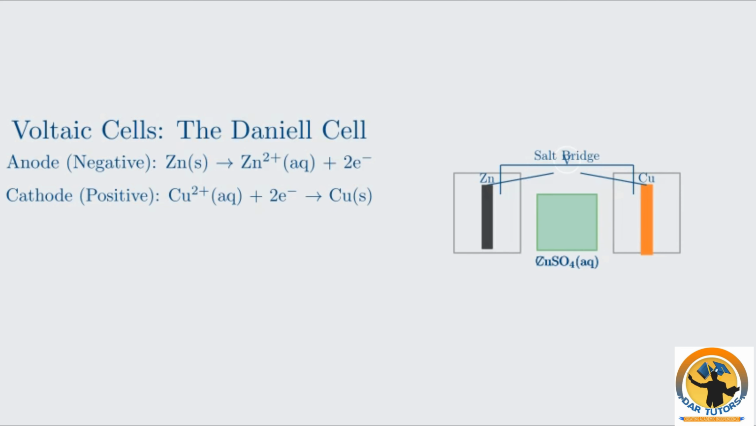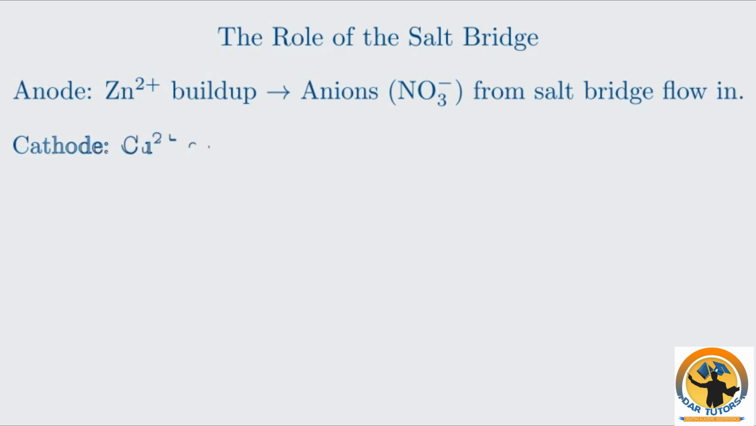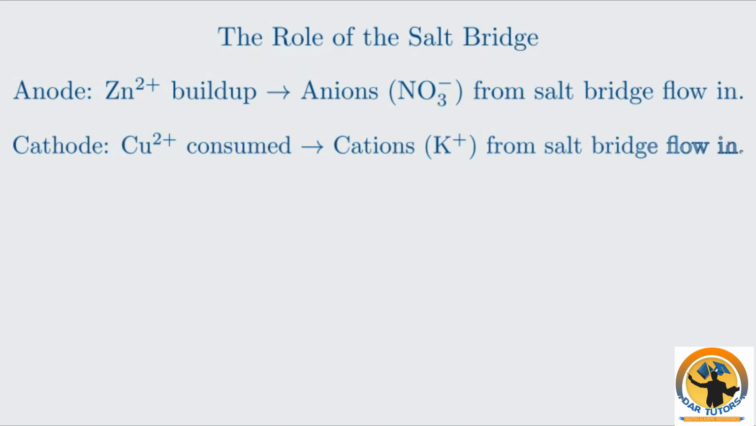The salt bridge is a critical component of any voltaic cell, and it's a common source of misconceptions. A common mistake is thinking the salt bridge provides electrons. It does not. The electrons travel through the external wire. The salt bridge's role is to maintain electroneutrality in the two half cells. As zinc ions form in the anode half cell, there's a buildup of positive charge. Simultaneously, as copper ions are consumed in the cathode half cell, there's a deficit of positive charge.